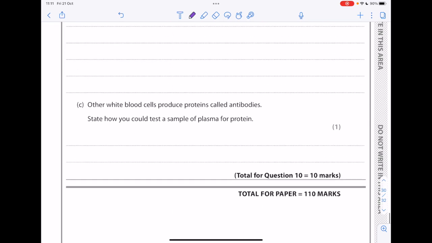Other white blood cells produce proteins called antibodies. State how you could test a sample of plasma for protein. Oh wow, we've just suddenly dived into food tests, so use Biuret reagent, which should turn purple in the presence of protein.